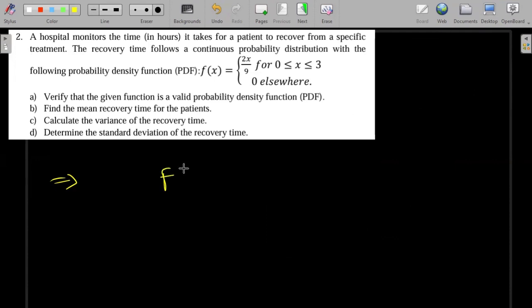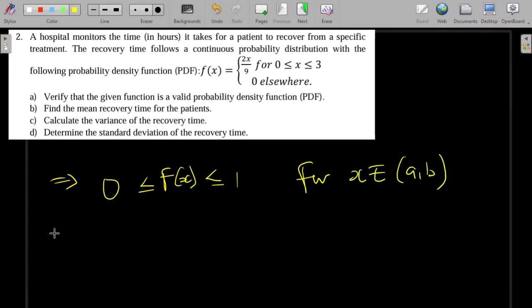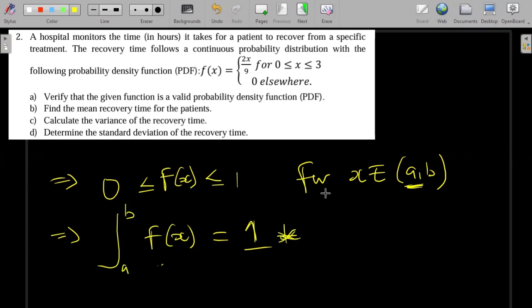So the first one is that the probability should be between 0 and 1 for all the x in a certain interval, let's say a comma b. And then the second one is that the integral from the lowest limit in your interval, let's say a, all the way up to b, should give you 1. So the integral over the whole interval should be giving you 1. This is one of the rules that we are going to be using.